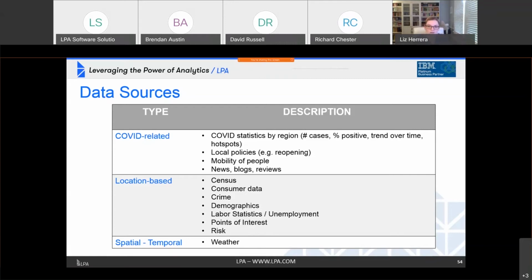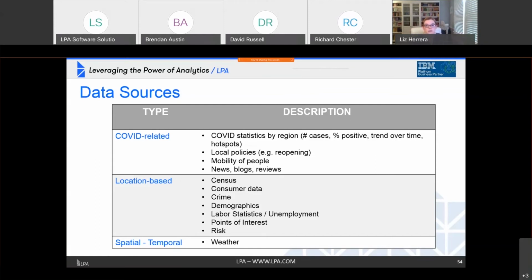Location-based data as well. Census, again, for people. Consumer data, what are people spending money on right now? Crime information. Crime has gone up in certain areas, so having that information could be important. Demographics, labor statistics and unemployment statistics, points of interest, and risk data. Those are all location-based. And again, it's a reality check. It's the reality of what's happening right now. So it at least gives you insight into what people are doing at this point in time.